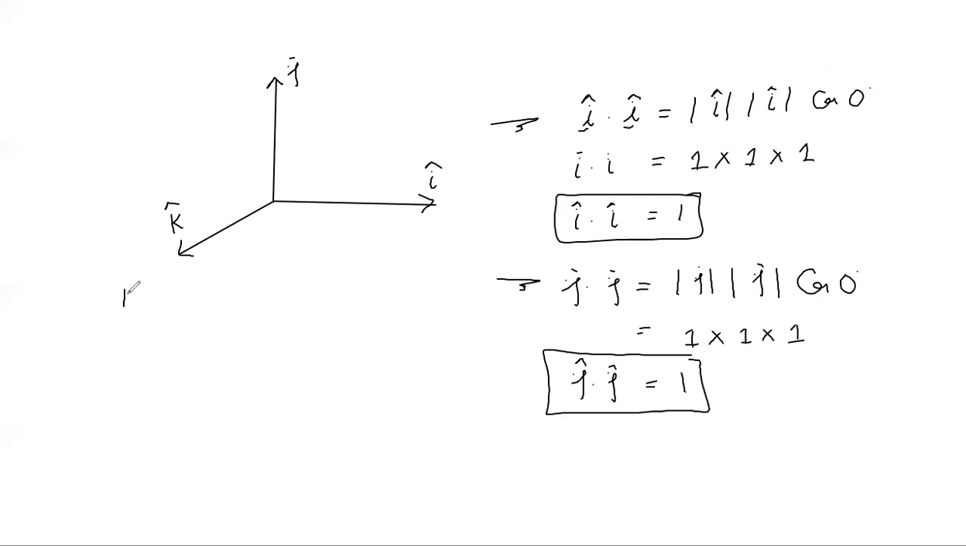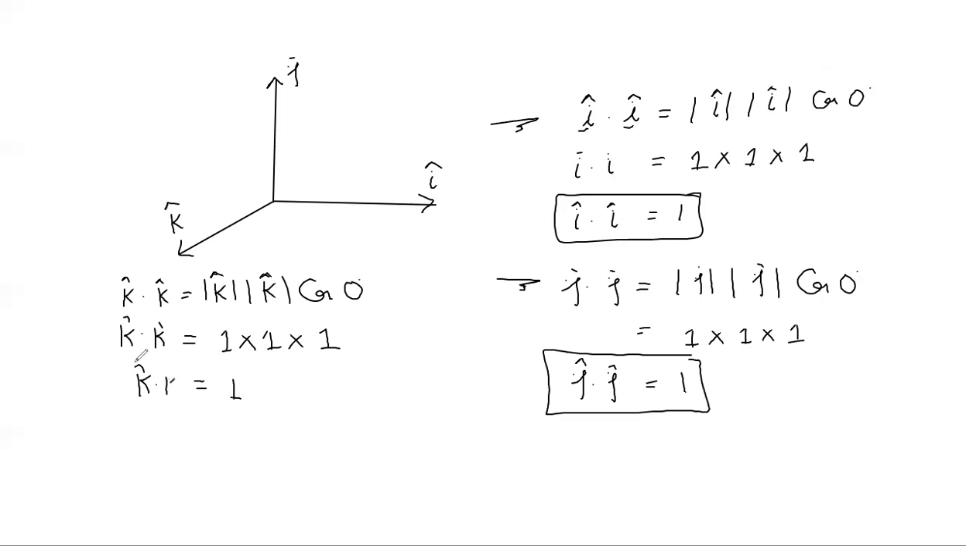Okay. Now k cap dot k cap equal to mod k into cos 0. So mod k equal to 1, and cos 0 equal to 1. So k cap dot k cap is also equal to 1. So if two same vectors or two unit vectors are multiplied, then the resultant equal to 1.